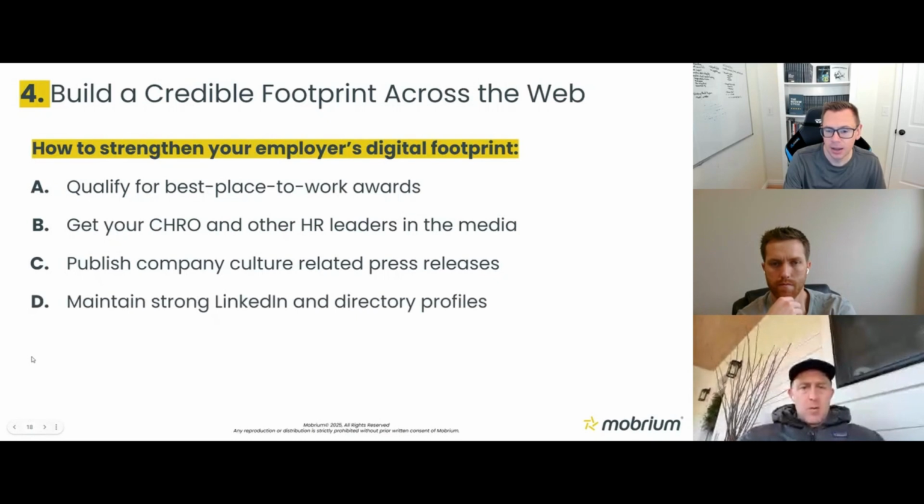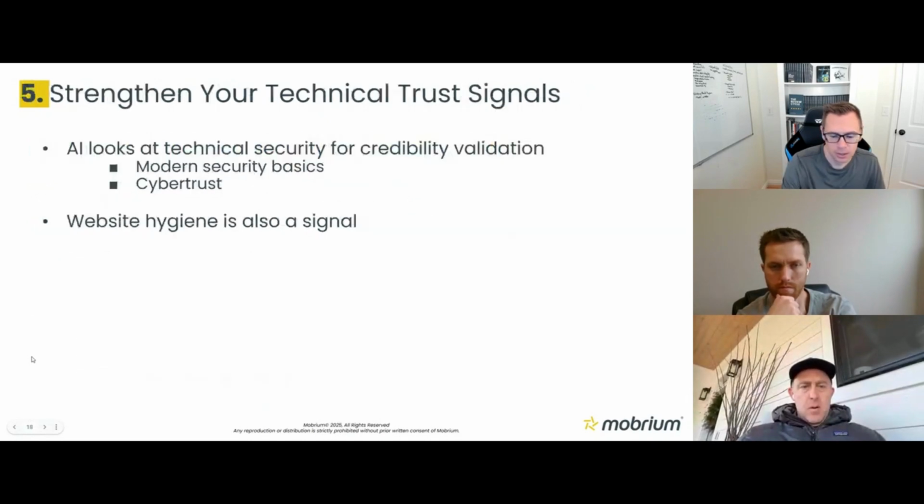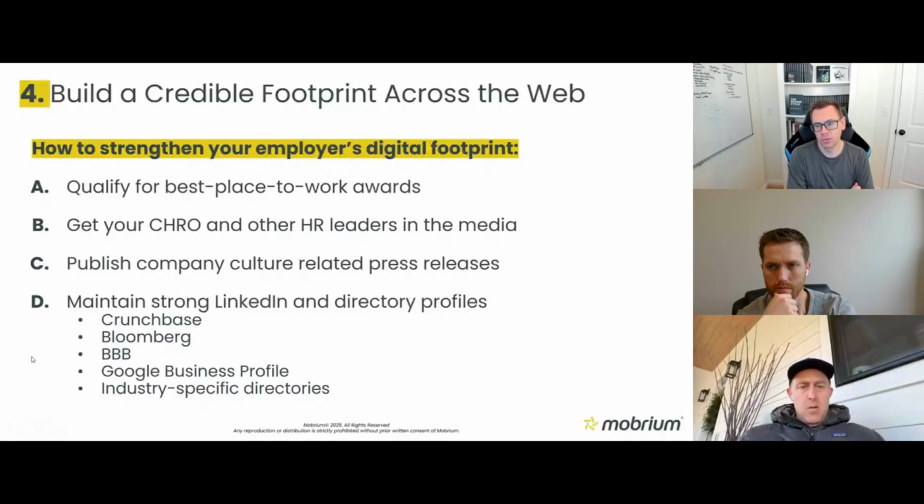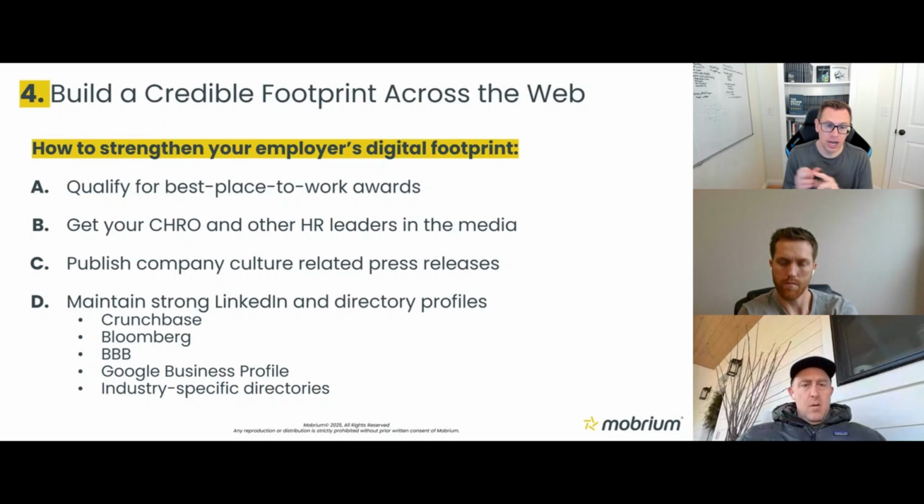So here are the specific recommendations for improving your digital footprint across the web. We would recommend qualifying for Best Place to Work awards. There are over 30 different Best Place to Work awards that you can qualify for across those top 4 platforms. Glassdoor, Comparably, and InHerSight all have awards that you can qualify for based on the quality and quantity of reviews, and they're looking at recency as well.